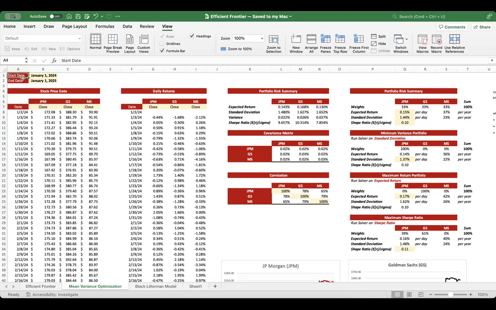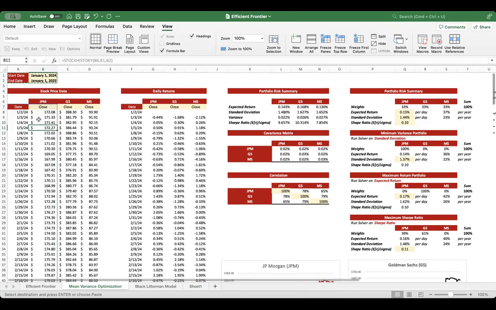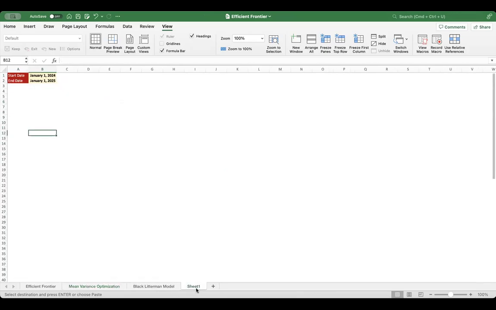Now, a lot of you might ask, how do we get the stock data? So look at what I'll do. I'll write my start date and my end date. Then I'll choose my ticker. Okay, I'll choose my ticker. So let's say my ticker is JP Morgan.